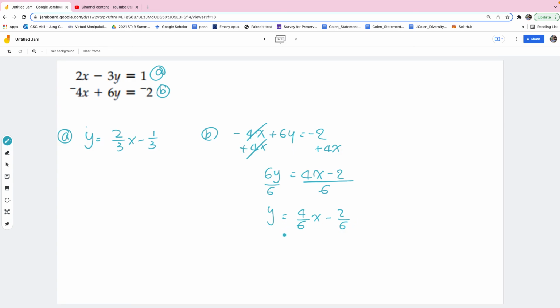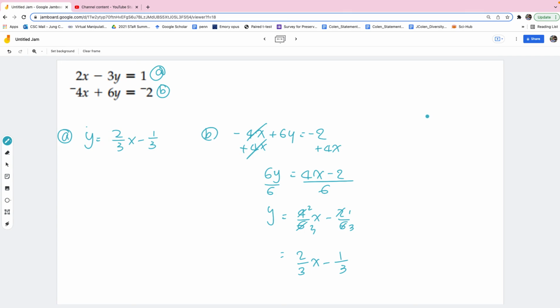We can simplify this. We always simplify to compare, okay? Because if you simplify, you can find the equivalent fraction. So divide both by 2 because they're even numbers. 4 divided by 2 is 2, 6 divided by 2 is 3. Here again, 1/3. So it is 2/3 x minus 1/3. What do you notice? They are identical, right? So the slopes are equal and the y-intercepts are equal. So they are identical, even if they look different.